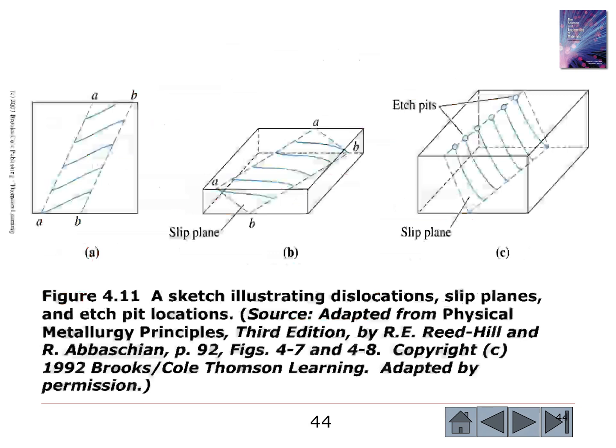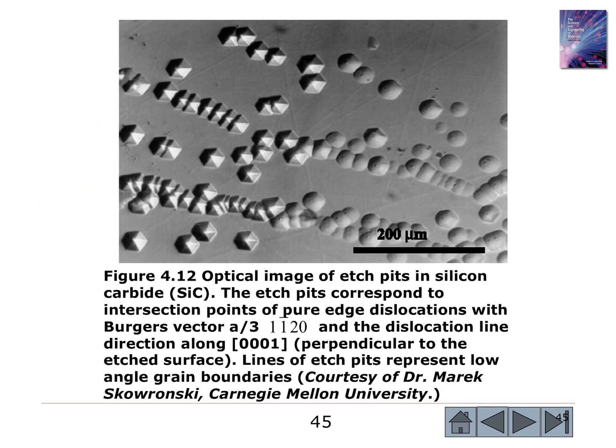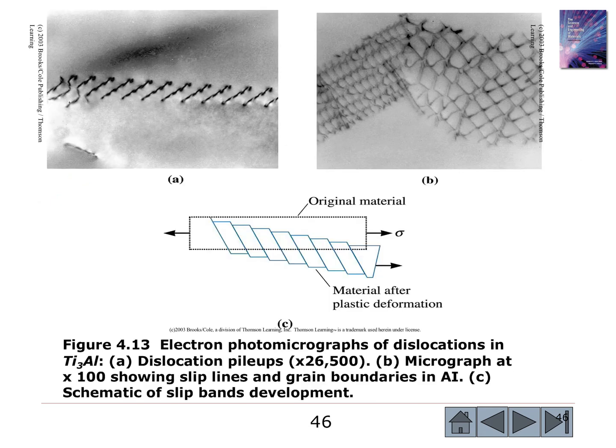So in A, you see a slip plane, right? It has been depicted here, and when these come out to the surface, they look like etch pits. Okay, these are the etch pits under the microscope, and these are the dislocation pileups, right?